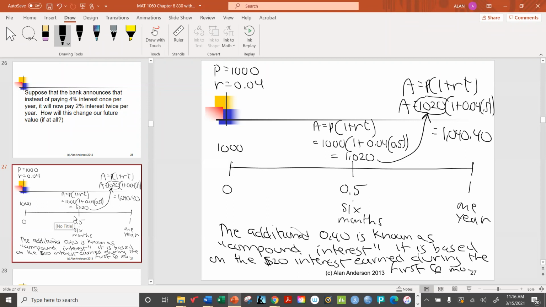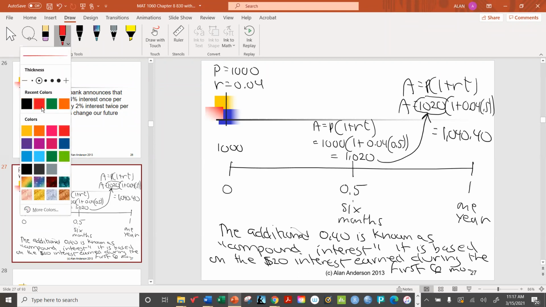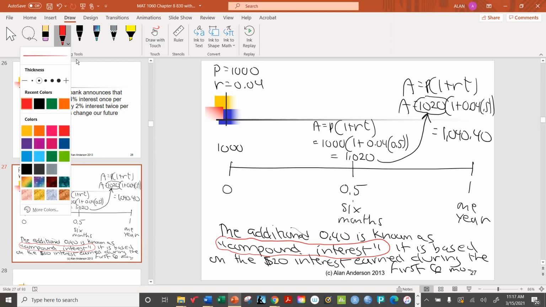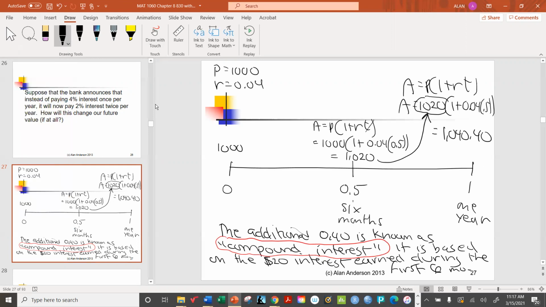So this 40 cents is what we mean by compound interest, which is the same thing as saying interest on interest. So you can see what we're talking about here. By changing the interest to twice a year, even though it's still 4%, all of a sudden we've got this extra 40 cents in our account, which is compound interest. Are we happy about this?